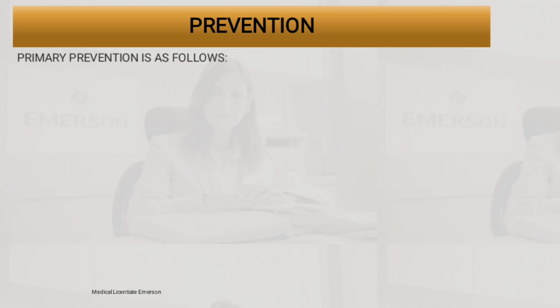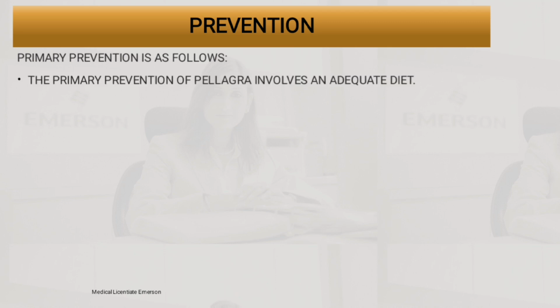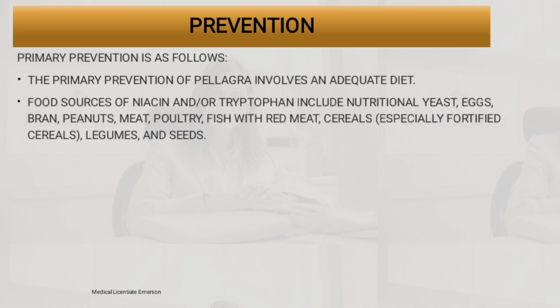Then in terms of prevention, if we are talking about primary prevention of pellagra, it involves an adequate diet, since there is no condition exacerbating the pellagra. We can just advise adequate intake, an adequate diet. Food sources of niacin and tryptophan include nutritional yeast, eggs, bran, peanuts, meat, poultry, fish with red meat, cereals, especially fortified cereals, legumes, and seeds.